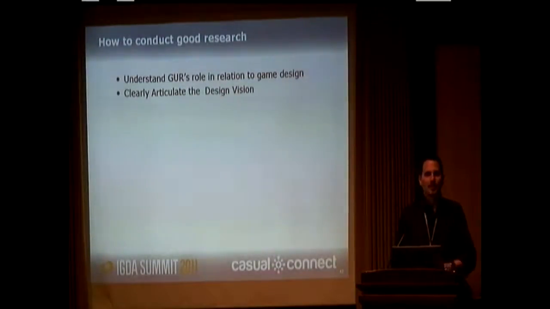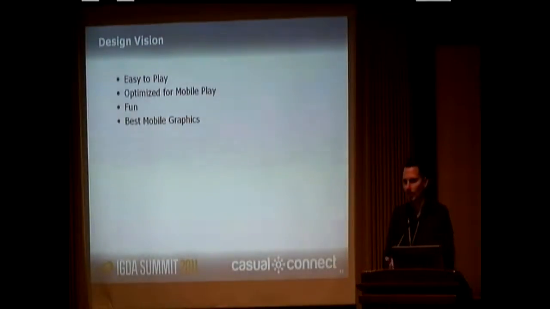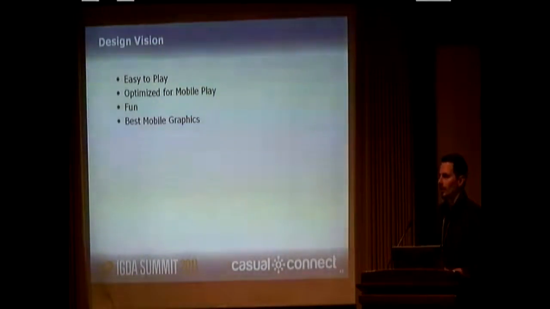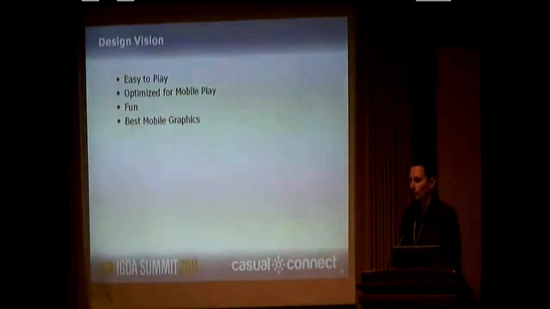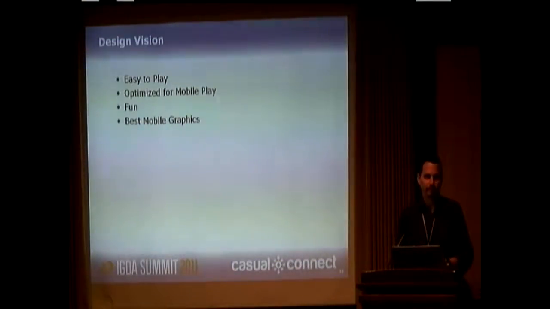The next step is to clearly articulate the game design. So I'm just going to make something up. Let's say that this is what the designer or the producer says is the goal. I want it to be easy to play. I want it to be optimized for mobile play. I want it to be fun. And I want it to have the best mobile graphics. Okay, pretty simple.